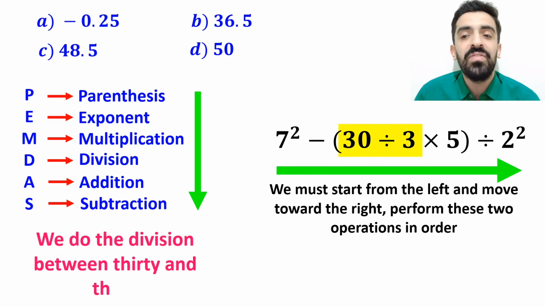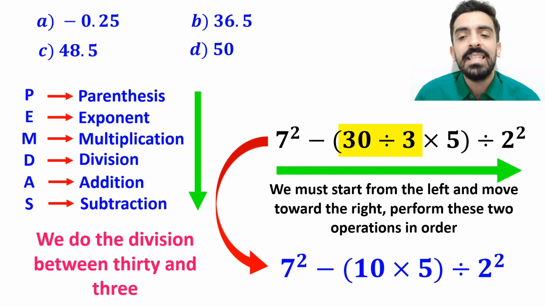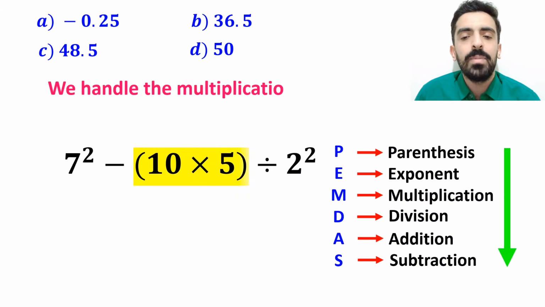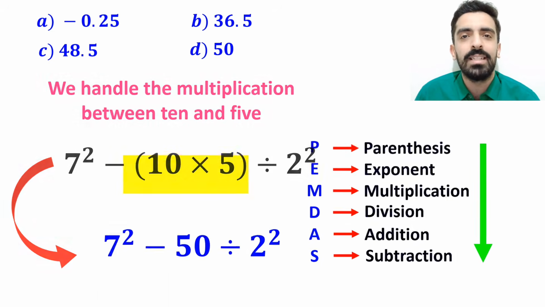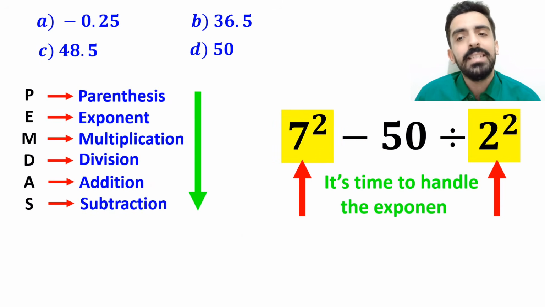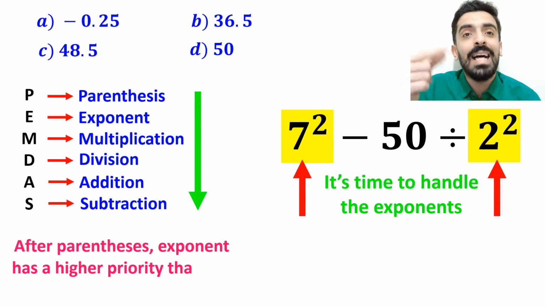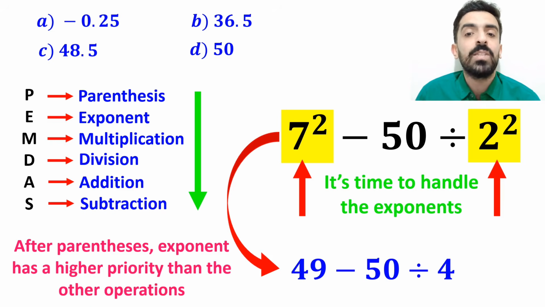So, first we do the division between 30 and 3, and this expression simplifies to 7 squared minus 10 times 5 inside the parentheses, then divided by 2 squared. And the next step, we handle the multiplication between 10 and 5, and this expression simplifies to 7 squared minus 50 divided by 2 squared. Next, it's time to handle the exponents, because according to the PEMDAS rule, after parentheses, exponent has a higher priority than the other operations. So, we can write this expression as 49 minus 50 divided by 4.